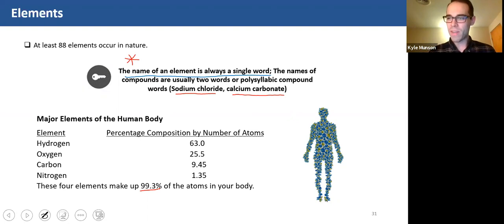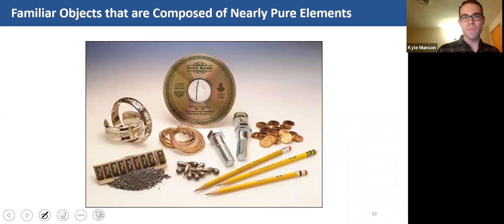So here's another example. These are just familiar objects that are composed of nearly pure elements. I'll let you distinguish which elements make up what. This is some copper wire, maybe.